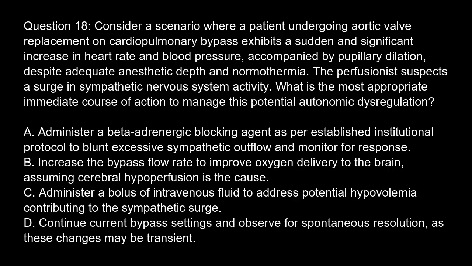Option A. Administer a beta-adrenergic blocking agent as per established institutional protocol to blunt excessive sympathetic outflow and monitor for response. Option B. Increase the bypass flow rate to improve oxygen delivery to the brain, assuming cerebral hypoperfusion is the cause. Option C. Administer a bolus of intravenous fluid to address potential hypovolemia contributing to the sympathetic surge. Option D. Continue current bypass settings and observe for spontaneous resolution, as these changes may be transient.